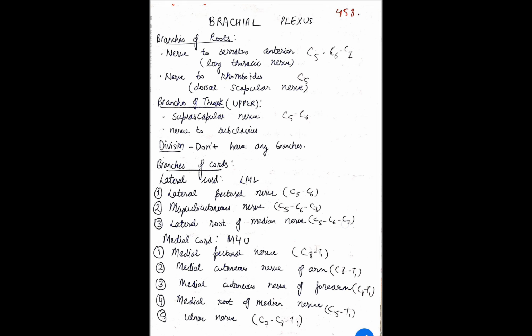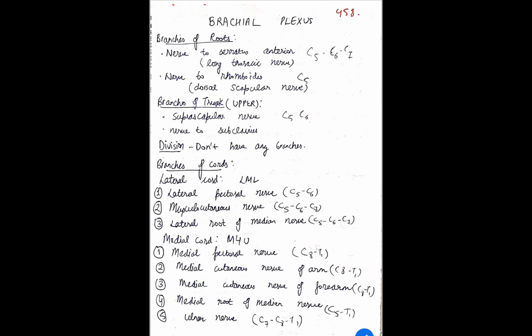Branches of the roots. From the roots, we have the nerve to serratus anterior, also known as long thoracic nerve, and it has root value of C5, C6, C7. Nerve to serratus anterior, long thoracic. Serratus anterior SA and long thoracic LT, SALT. Then we have the nerve to rhomboids, also known as dorsal scapular nerve. So two nerves, to the serratus anterior and to the rhomboids, are originating from the roots.